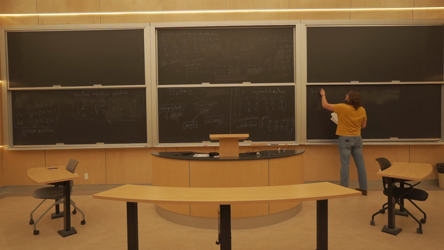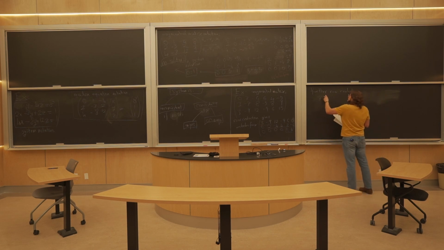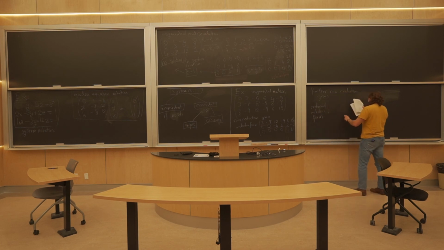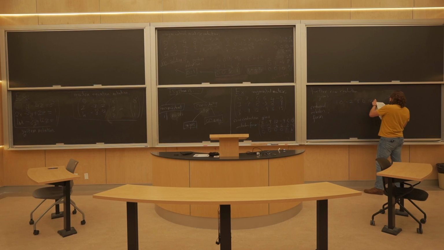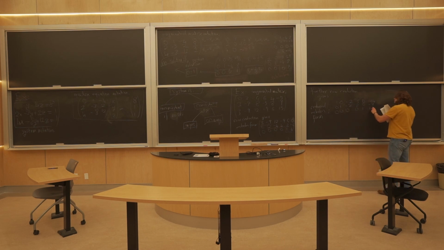Further row reduction gives the reduced echelon form to be this: 1, 0, minus 2, 3, 0, minus 24. 0, 1, minus 2, 2, 0, minus 7. Then finally I have 0, 0, 0, 0, 1, 4.